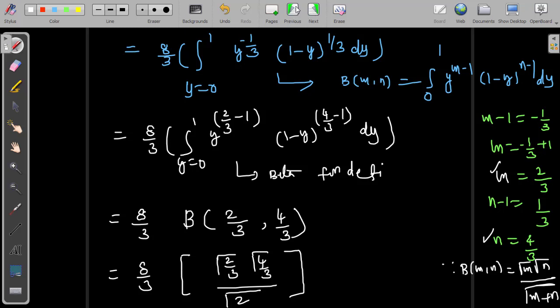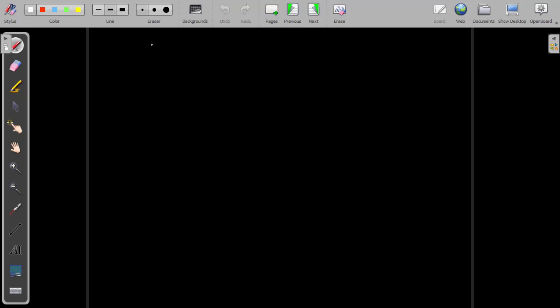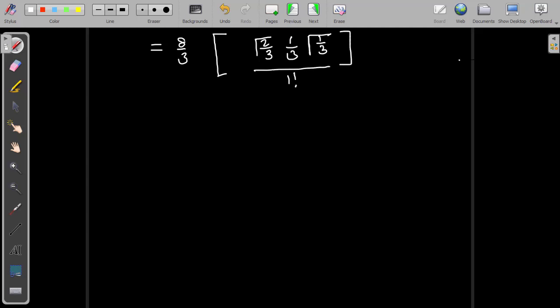So the next step is, I'll be writing here, this could be equal to 8 by 3 times gamma 2 by 3, which I will keep the same, no change, but gamma 4 by 3 can be written as 1 by 3 times gamma of 1 by 3, divided by gamma 2, which means 1 factorial, because we have the rule gamma 2 equals gamma 1 plus 1, which gives you 1 factorial. We have a rule for positive integers, gamma n plus 1 equals n factorial. I applied this rule here.